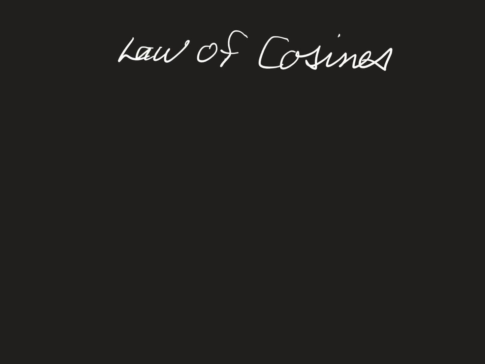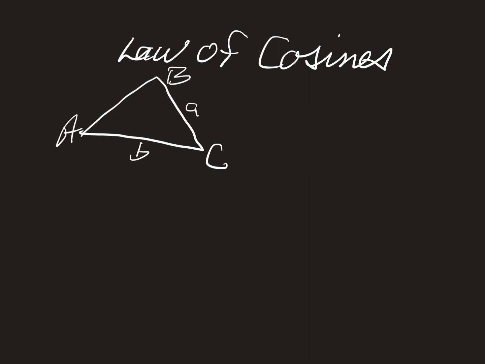Good day, students. Today, the lesson is the law of cosines. All right, and for the law of cosines, there are actually three formulas. What we're talking about is some kind of triangle that we want to solve. We have angles A, B, and C, and we have sides A, B, C, the lengths.